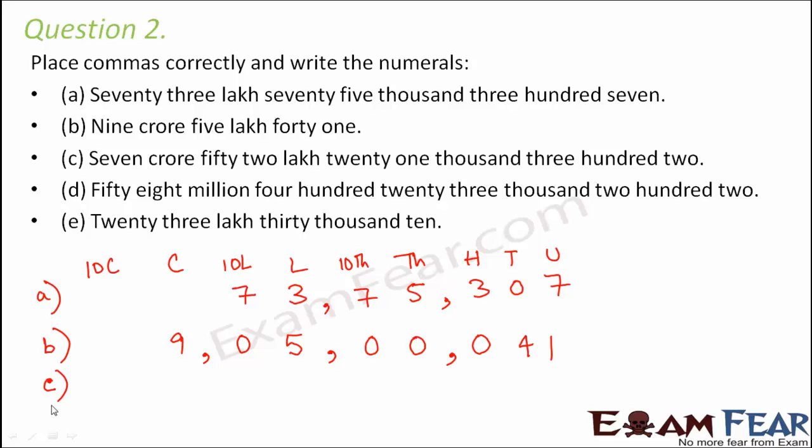Let's have a look at the third one. 77 crore 52 lakh 21,302. So 77 crore would again be here in the crores place. 52 lakhs would come here. 21,000 would be here. 302 would be here. So this was pretty simple. Now that we have done the first two, the third one seems simple. Let's move ahead with the fourth one.